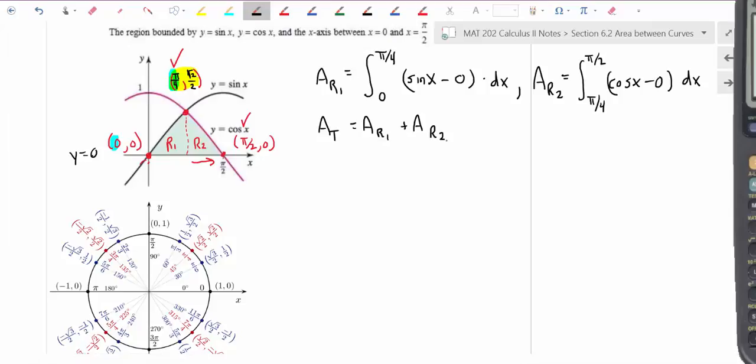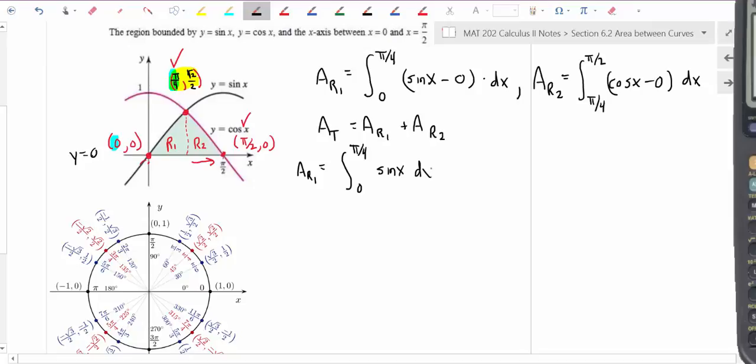So what I'm going to do is just work these out separately, and then at the end I'm going to add those together. So let's start with the first integral. Let's work on the integral from 0 to pi over 4 of sine x dx. Okay? So the first thing you got to know is the integral of the sine is a negative cosine x, and then we're going to integrate that from 0 to pi over 4.